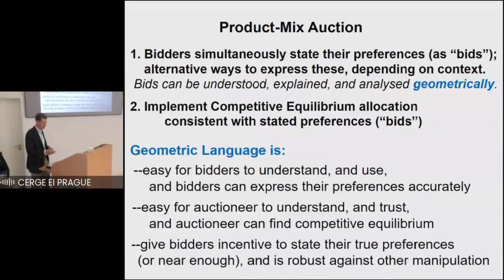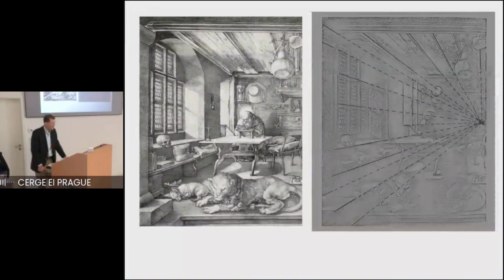And then, of course, bidders have to have incentive to give their true preferences, or near enough, and the auction has to be robust against other manipulation. So who in the audience knows who this picture is of?